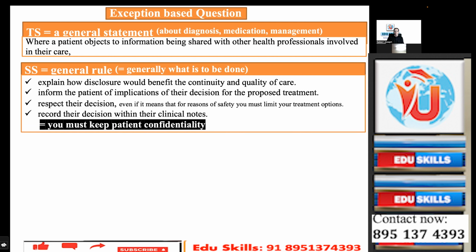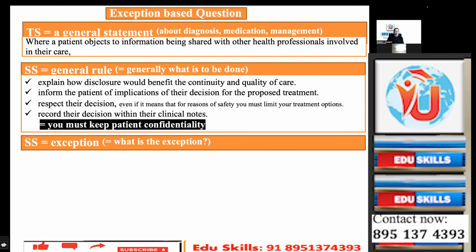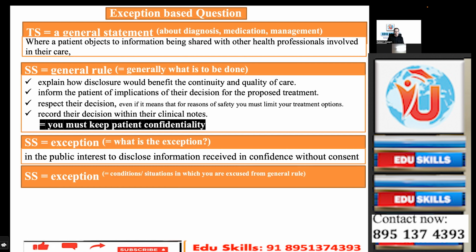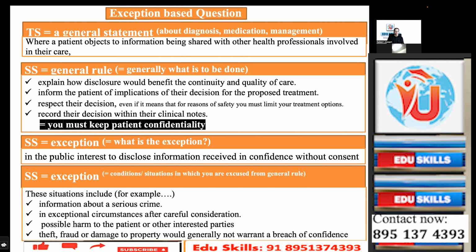You must keep patient confidentiality, and that's also known to us with our general professional knowledge. Now, what is the exception? The second paragraph gives the exception. In the public interest, you can disclose information received in confidence without the patient's consent. So what are the exceptions, the situations or occasions that you can disclose or break the confidentiality rule?